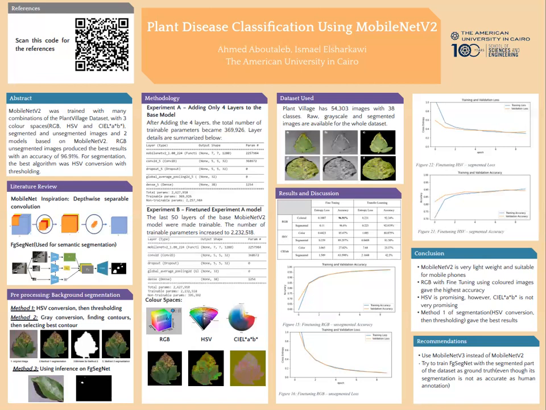Concerning our methodology, we used two models in our experiments. We used MobileNet version 2 with additional layers as shown in the table. However, in the first model, we made only the additional layers trainable. In the second model, we made the last 50 layers of MobileNet version 2 trainable. The first model is going to be referred to as transfer learning, and the second model is going to be referred to as fine-tuning. The number of trainable parameters was much larger for the fine-tuning as shown in the diagram.